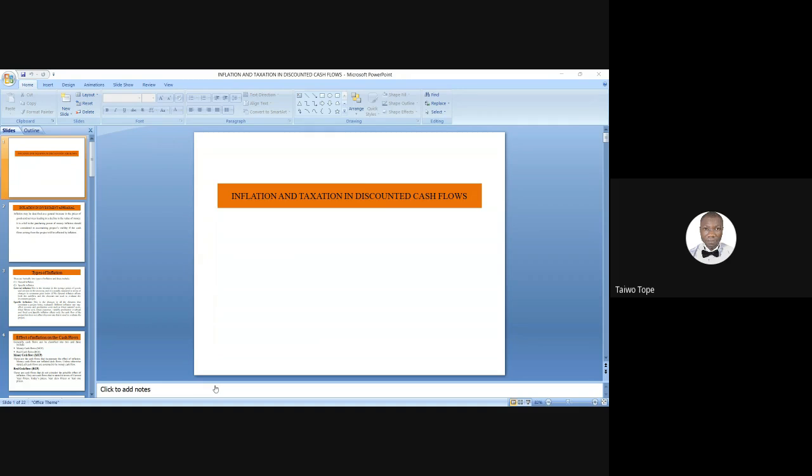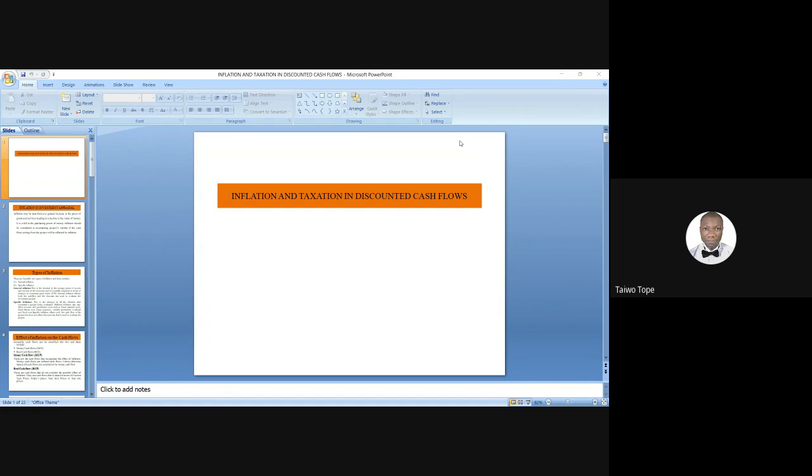We'll be talking about inflation and taxation in discounted cash flow. When we talk about inflation, it is simply an increase in prices leading to a general decline in the real value of money. So why inflation in cash flows?